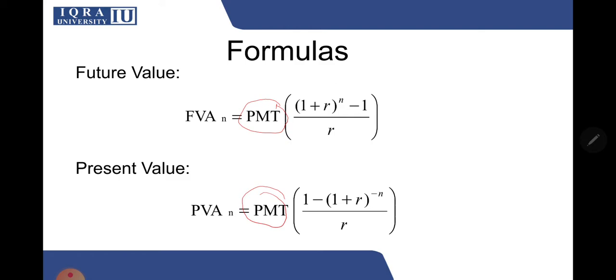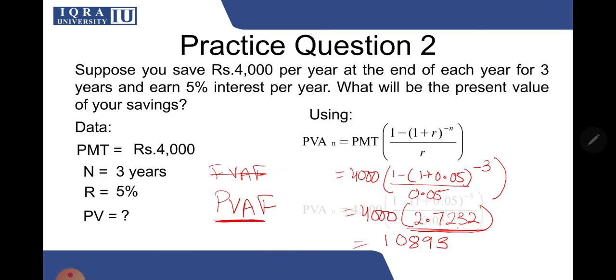But which formula you will use depends upon whether the question has provided you with the future value or the present value. If the value provided in the question is future value, you will have to use this formula. In that case, if you're using the present value formula, you will get an incorrect answer. Similarly, if the question provides you with the present value, then you will have to use this formula. So let's go back to our question and see what this means.